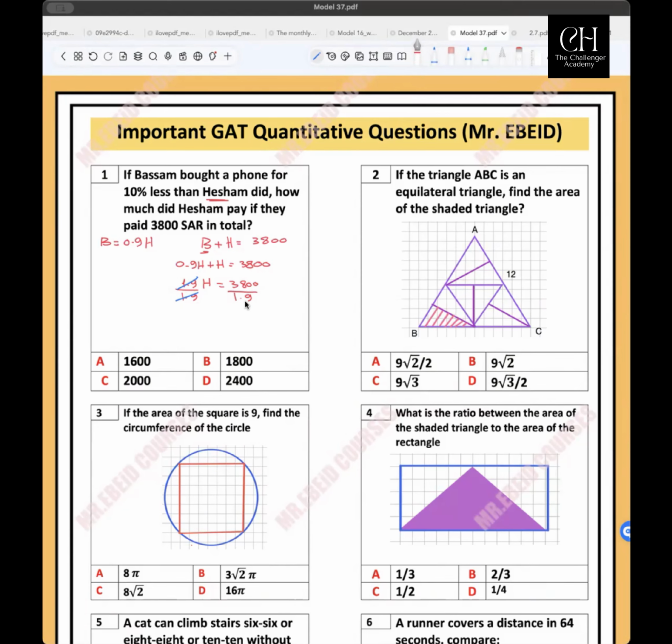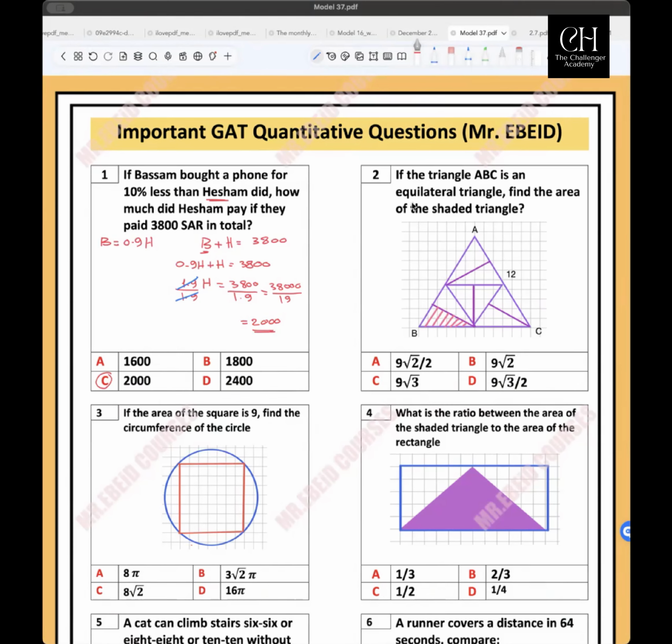In this denominator, we have to remove the decimal point, so we'll multiply both the numerator and denominator times 10. So we can write it 38,000 over 19. You know that 38 divided by 19 equals 2, and write down 3 zeros. So Hisham paid 2,000 reals, so the answer is. Let's move to question 2.